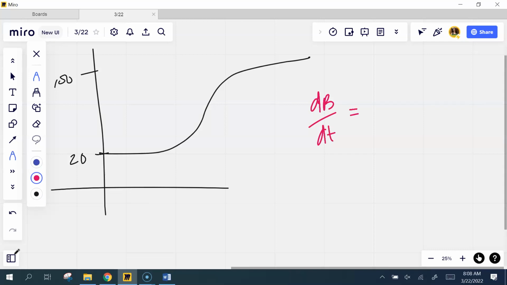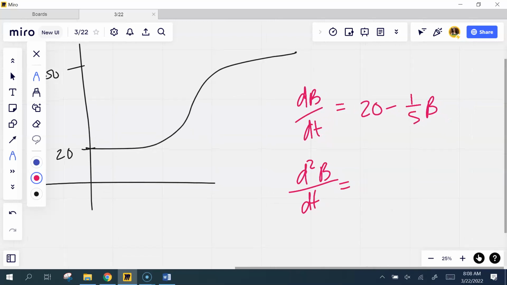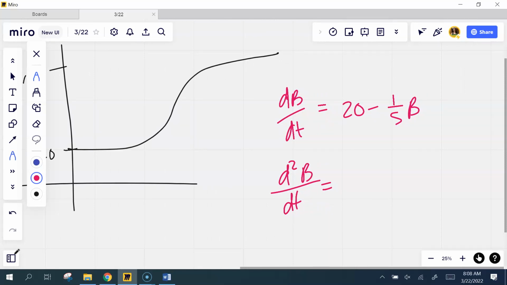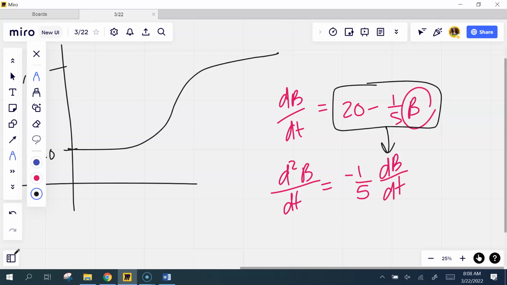Okay, so we got 20 minus 1/5 B. So now we need to find the derivative with respect to t, right? The second derivative with respect to t would be negative 1/5, right? But you have to do dB/dt here because you're doing it with respect to t. So times dB/dt. Well, what is dB/dt? This is dB/dt, and you have to plug it in. Remember when we were doing implicit differentiation and we had to solve it for dy/dx, and then we had to plug back in what that original was? That's the same thing here. You got to plug it back in to get it.